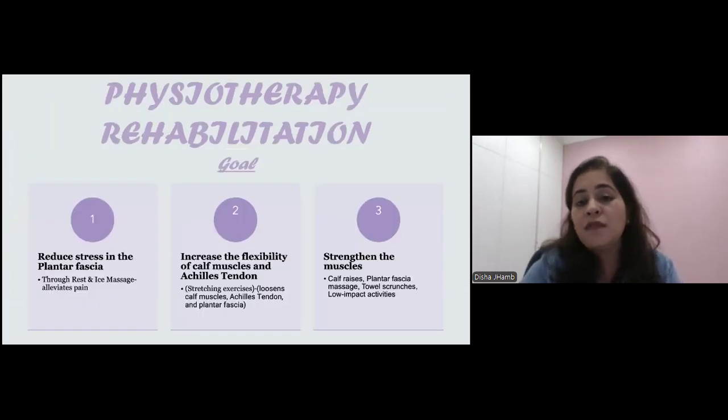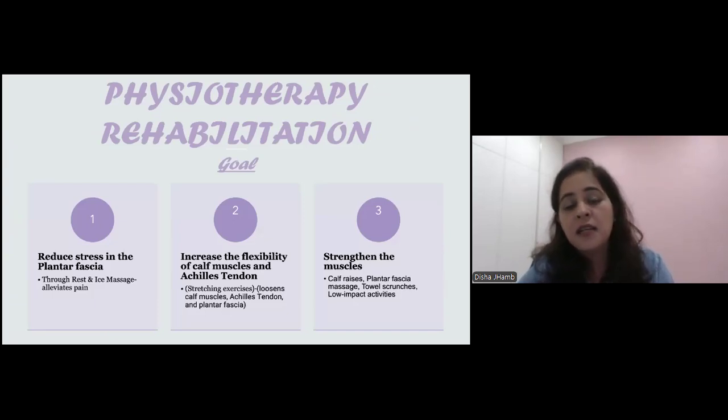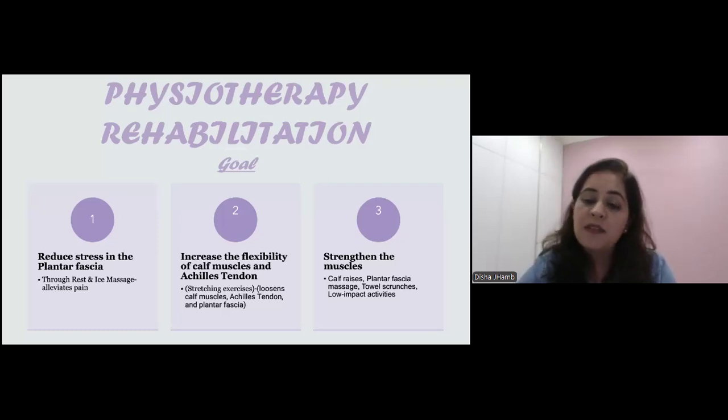So the goal of the physiotherapy rehabilitation here is, A, we want to reduce the stress on the fascia. I will discuss every point in detail. Second, we want to increase the flexibility. As I said, hamstring, calf, and Achilles tendon are three very important muscles that can affect the plantar fascia. So we try to stretch all these muscles and make them more flexible. And then strengthening of the muscles: calf muscles, hamstring muscles, and your inner deep intrinsic plantar muscles. All these muscles are something that we will try to strengthen.